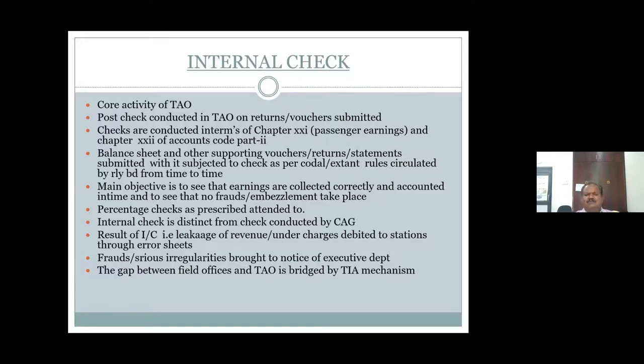The gap between field officers and the PAO is bridged by the AA mechanism. As I told you, traffic accounts staff do not go to the field and verify the records maintained at the stations, which is a Herculean task. It is not possible to maintain an associate finance at every major station. So, to bridge this gap, we have the mechanism of the traveling inspector of accounts. They go there regularly and certify the initial records. Any mistake detected is conveyed to the traffic accounts office, where further check is conducted exhaustively.